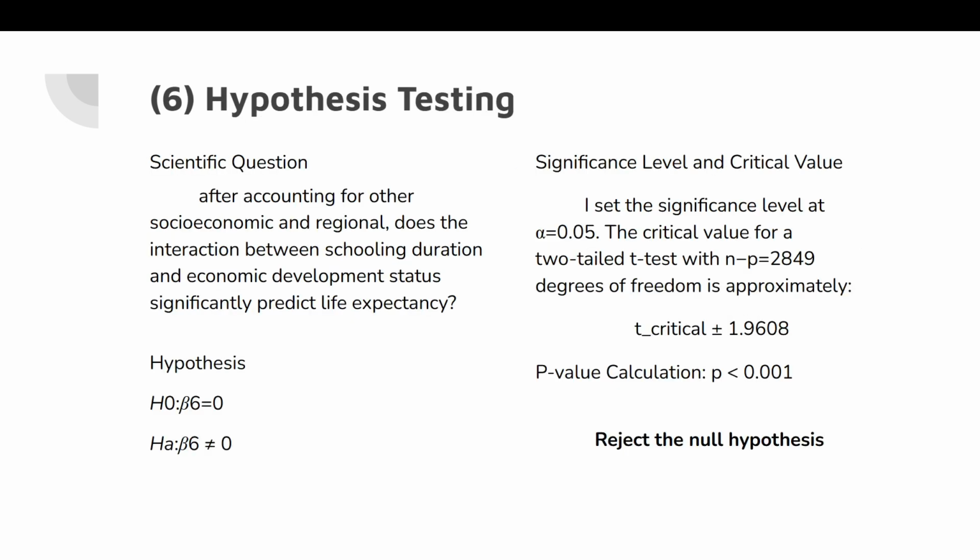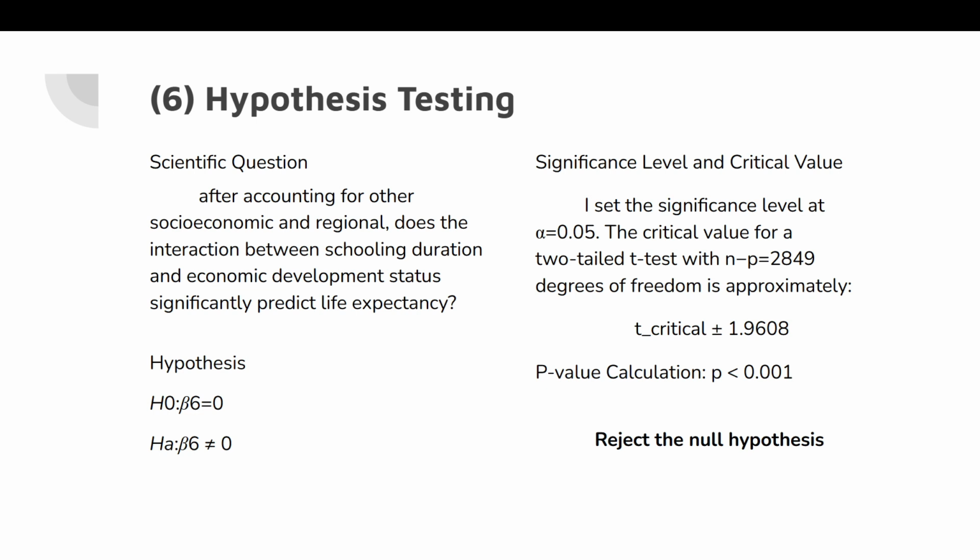So, after all that prepping, the model is finally ready for hypothesis testing. And my question is, after accounting for socioeconomic and regional factors, does the interaction between schooling duration and economic development status significantly predict life expectancy? The null says that there is no significant interaction, and the alternate hypothesis says that there is.